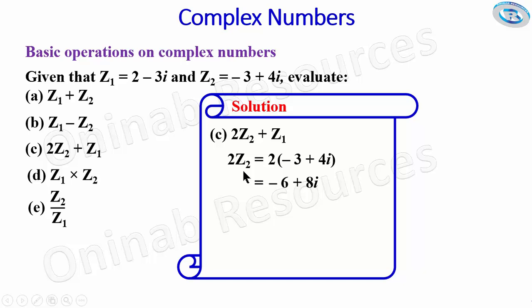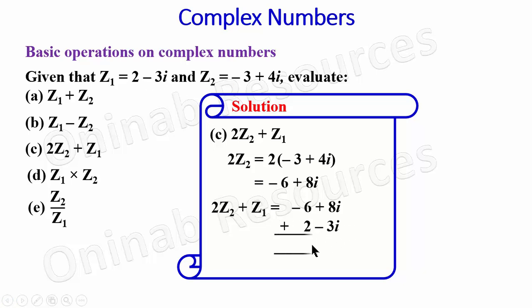Then going by our summation now, we have 2z2 plus z1. Our 2z2 is negative 6 plus 8i, then plus z1, which is 2 minus 3i. Then we carry out the addition as we did in A. So the real part, that's going to give us negative 6 plus 2. Negative 6 plus 2 will give negative 4.